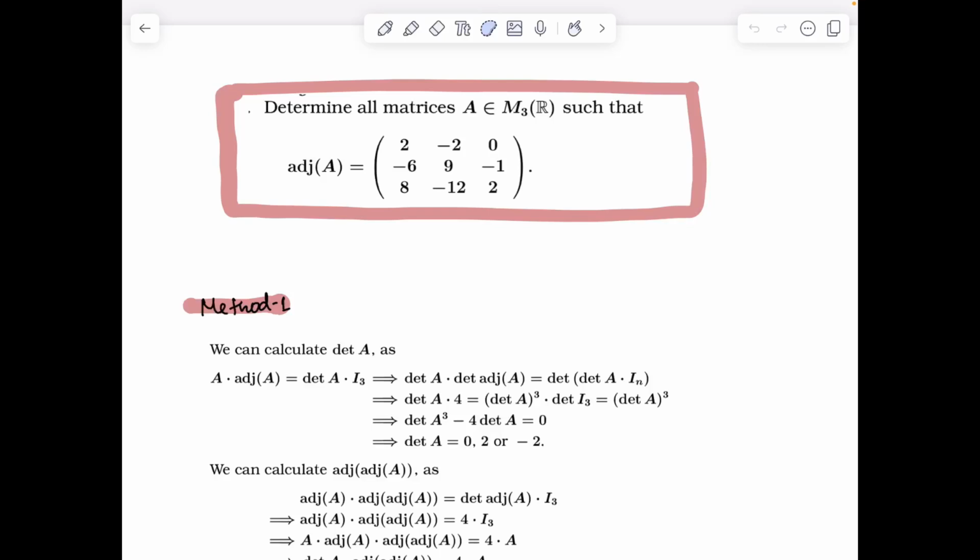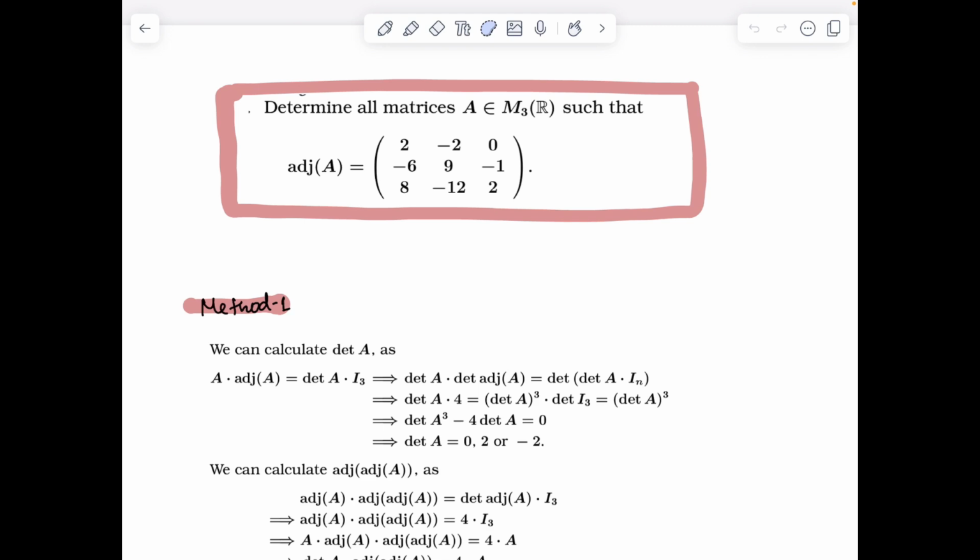Today we'll see some nice problems on matrices, especially the properties related to adjoint of a matrix, which is very frequently asked in Mains and Advanced. So here we go with the first one. I'll try to give you multiple approaches to solving these problems.